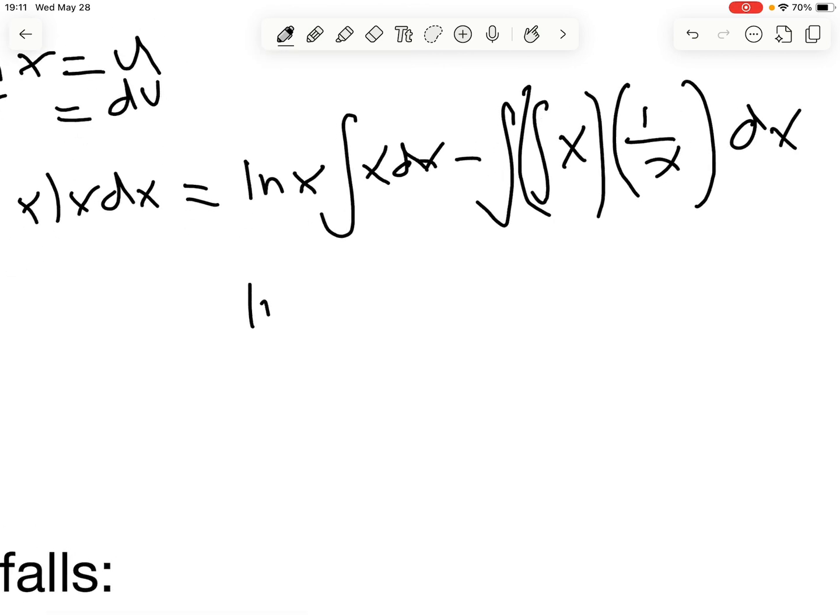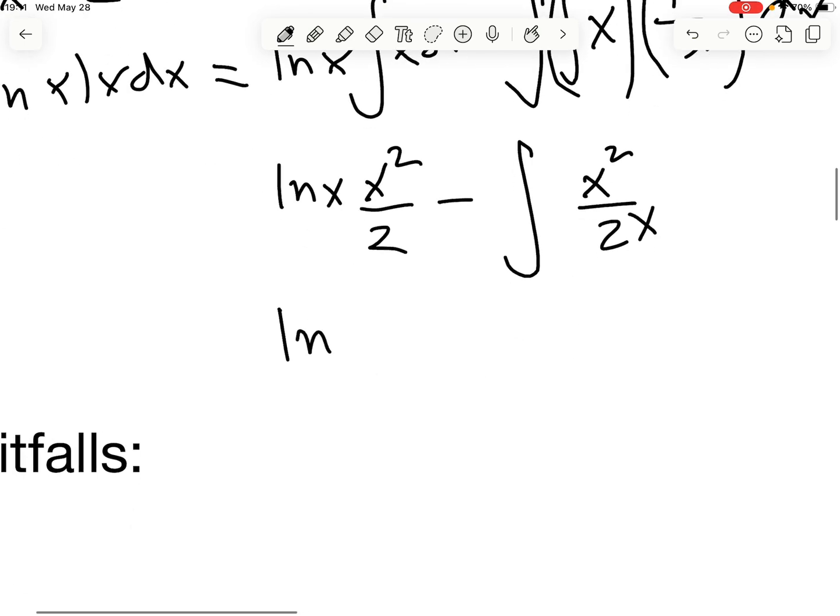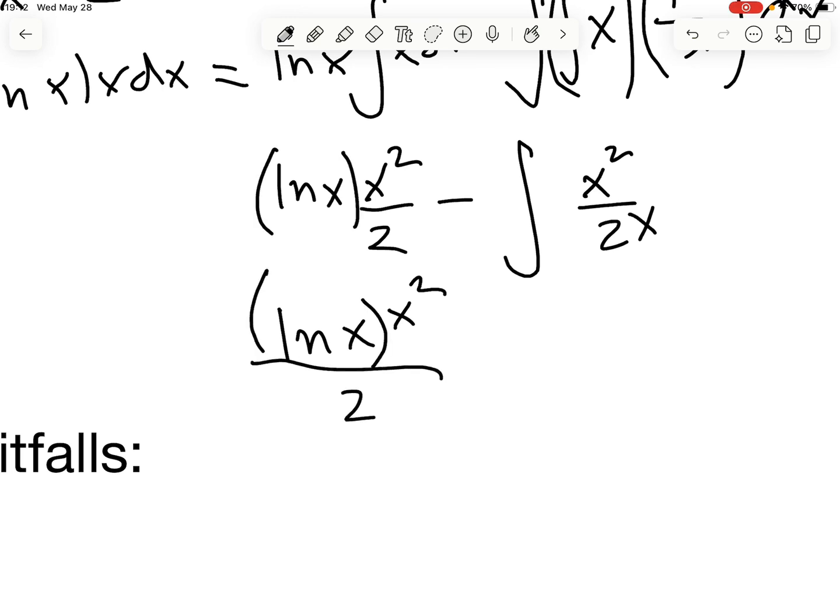This reduces down to ln x times x squared over 2 minus integrate x squared over 2 over x. So that's going to be ln x times x squared, sorry, let me put these in parentheses real quick, over 2 minus the integral of x over 2, which would just be x squared over 4.